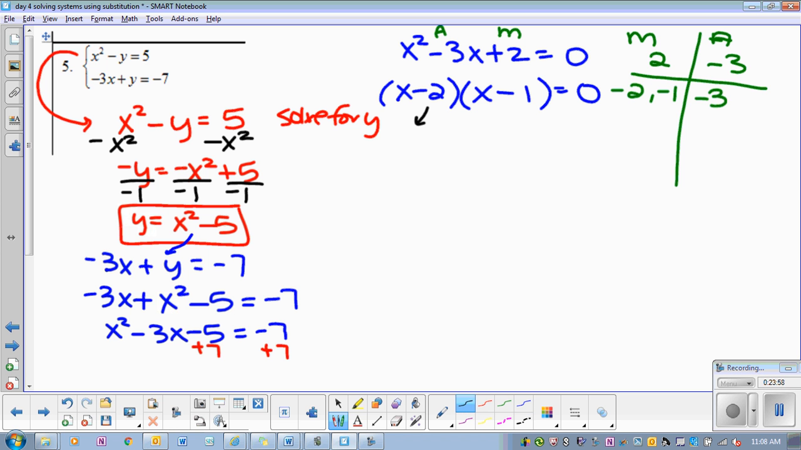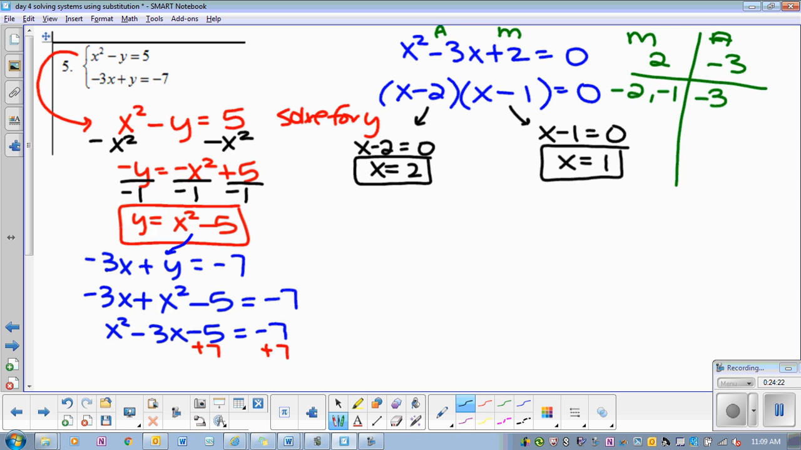Oh look, now I can solve for my x's because I can do my mini equations. X minus 2 equals 0 and x minus 1 equals 0. So x equals what? 2. What does the x equal over here? 1. Oh, so look at that. I have 2 x's already. So, you know what? Just keep your work organized. Okay? Is that it? No. You have to put them in ordered pairs. So you have x equals 2 and x equals 1.